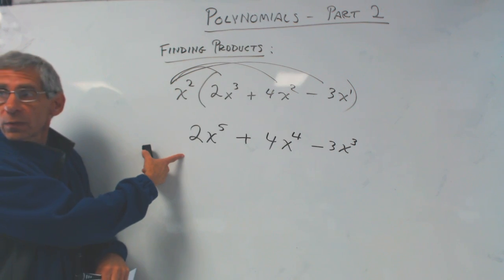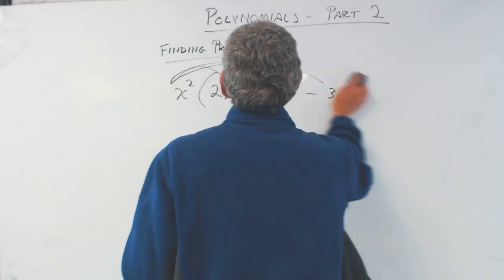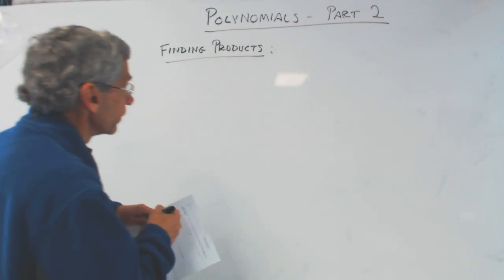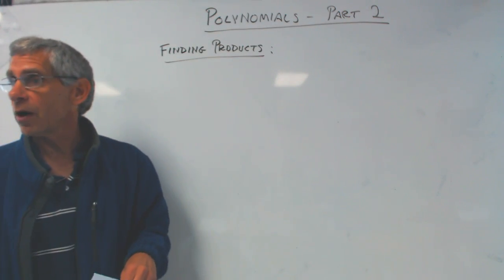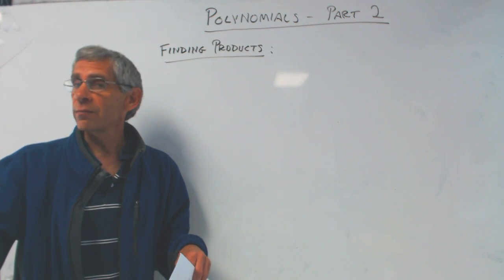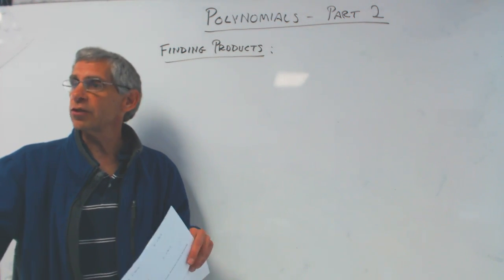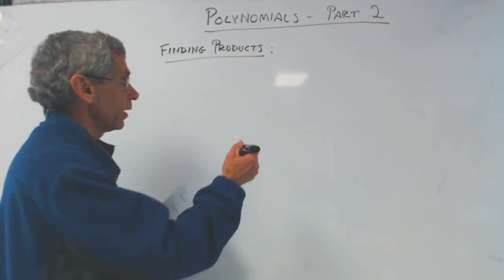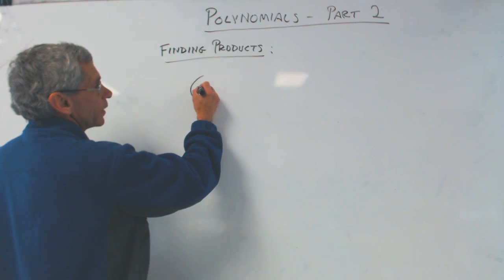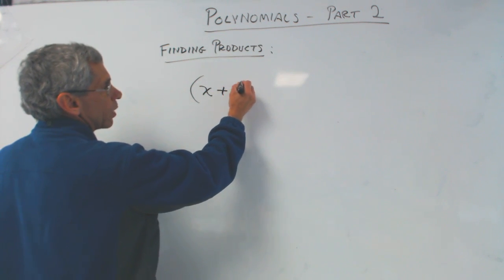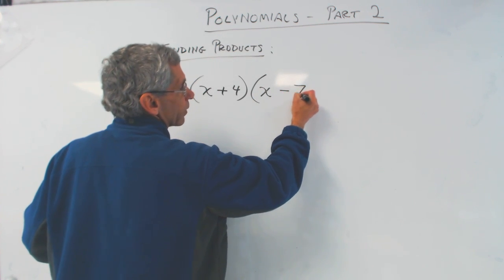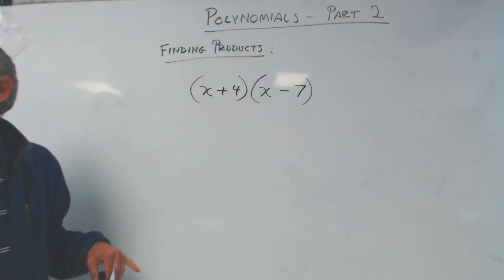Okay, so let me just finish this, guys. Take notes while I'm doing this. Now, this is the tricky part, when it's a binomial times a trinomial. Well, this would work too, but I'm going to just do binomial times binomial for now, okay? A binomial times a binomial. So let's say I had x plus 4 times x minus 7, okay?